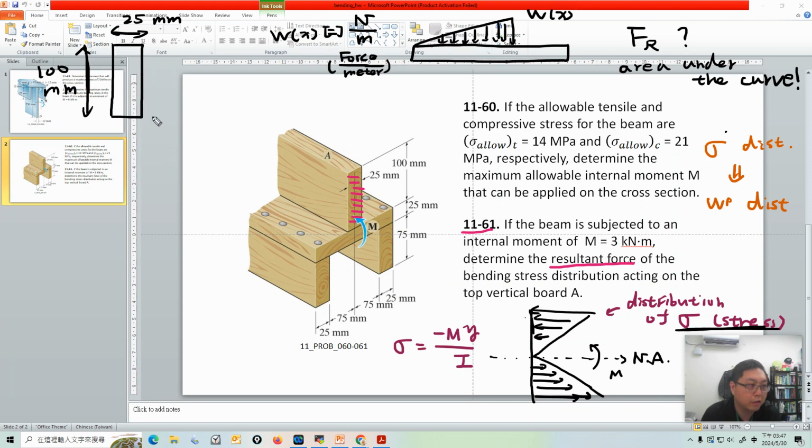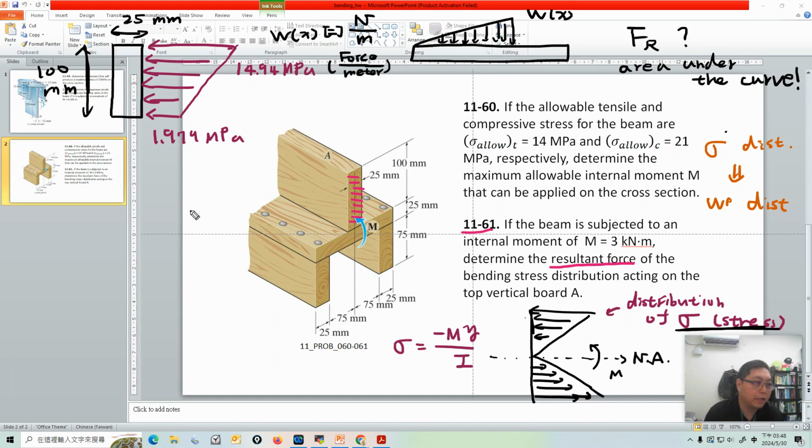At the bottom we will have the compression stress. I won't calculate it; you calculate by yourself. I just give you the answers: 1.979 megapascal, and at the top we will have 114.94 megapascal. Here we have the distribution of bending stress. The next thing is how to translate it to the force intensity distribution.